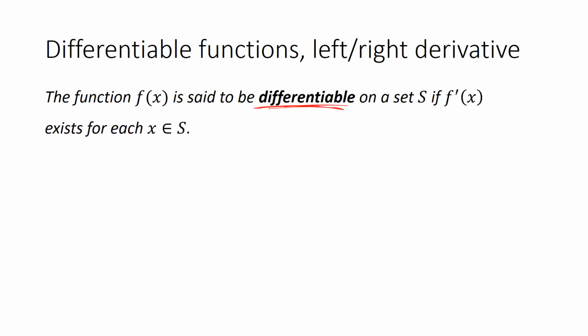Before we get to that, let me introduce one other piece of vocabulary. When we have a function f of x and we compute the derivative f prime of x, we say that the function f is differentiable if the derivative exists for all the points in the domain, or for all the points in a certain set that you may be interested in. So differentiable means the derivative exists.